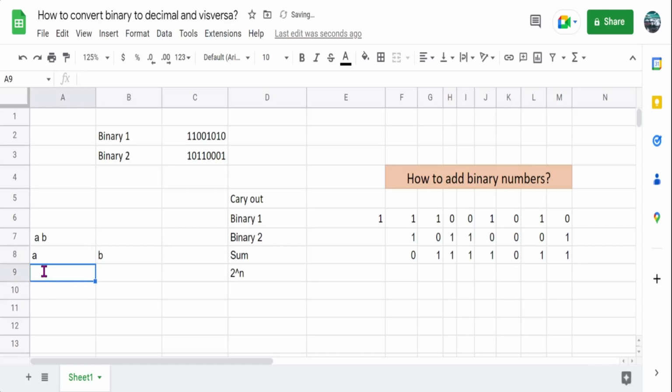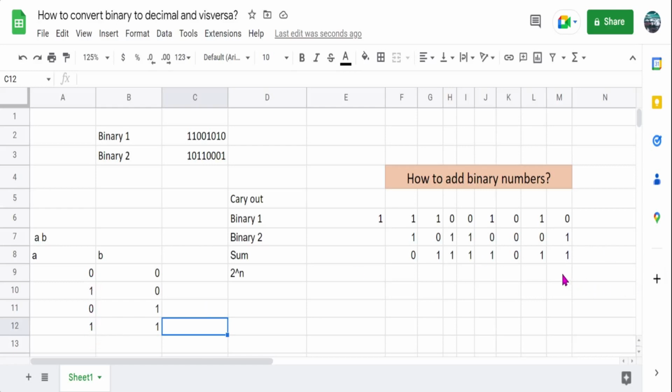A can be 0 and B also can be 0. A can be 1 but B can be 0. A can be 0 and B can be 1. Or both A and B can be 1. That means 2 to the power of n, where A and B are n, 2 to the power of 2, 4 options, 1, 2, 3, 4, 4 options.